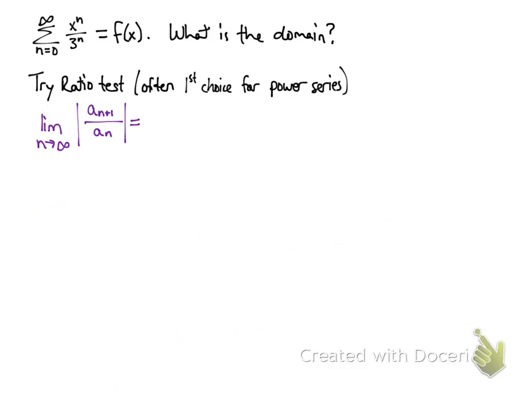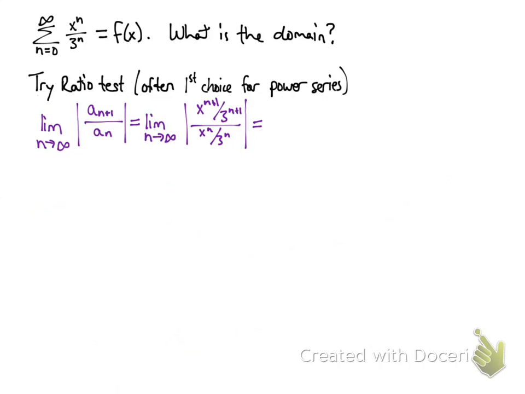So the ratio test says I should compute this limit. As n approaches infinity, the absolute value of the n plus first term over the nth term. Well, the n plus first term is x to the n plus 1 over 3 to the n plus 1, and the nth term is x to the n over 3 to the n. And when you simplify this fraction, right, instead of dividing by the fraction on bottom, you multiply by its reciprocal.